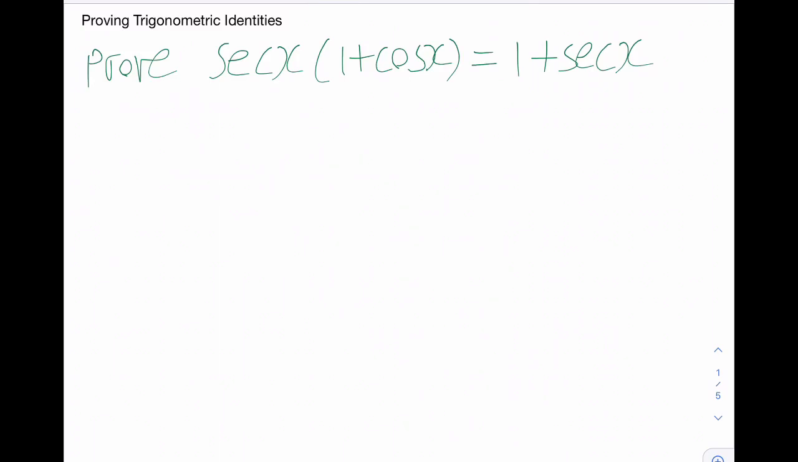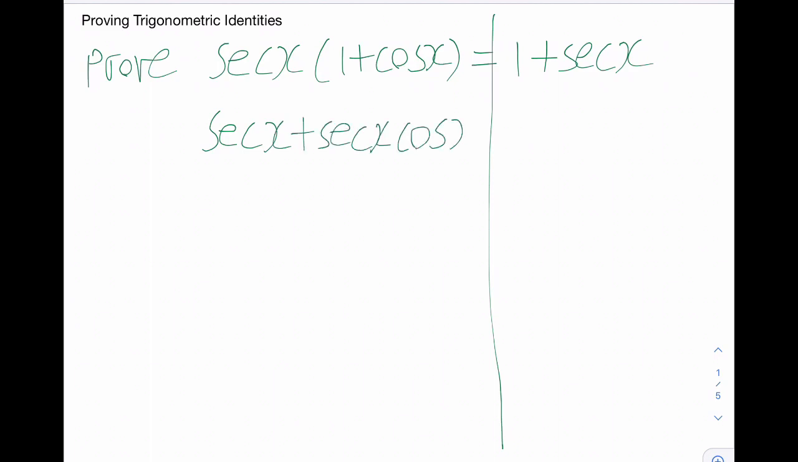Alright guys, here's our second problem. We have to prove that secant of x multiplied by 1 plus cos of x is equal to 1 plus secant of x. So let's first distribute, let's draw a line first here, and let's distribute the secant x. So this will be secant x plus secant x cos of x.